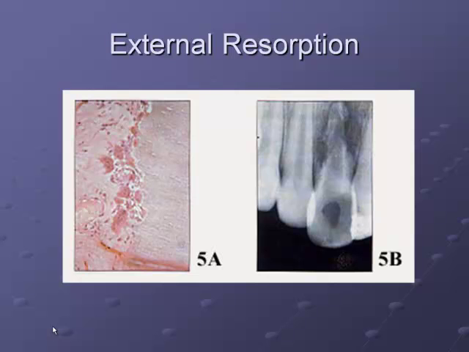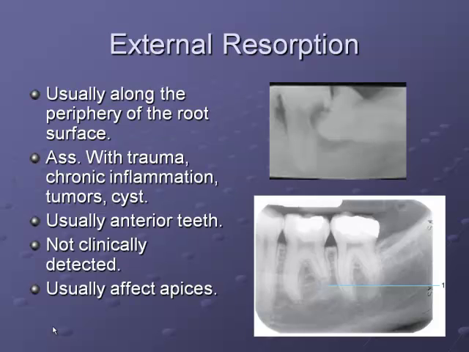These pictures show external resorption, which is most often characterized by root end resorption, where roots of teeth appear shorter than normal. External resorption is usually along the periphery of the root surface. It's associated with trauma, chronic inflammation, tumors, and cysts. Usually anterior teeth are affected, and it's not clinically detected, and usually affects the apices of teeth.